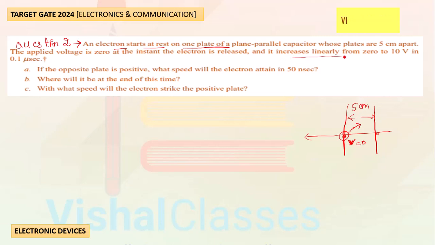It increases linearly from 0 to 10 volt in 0.1 microsecond. If the opposite plate is positive, what speed will the electron attain in 50 nanosecond? The second question is where will it be at the end of this time. The third question is with what speed will the electron strike the positive plate. Three questions are being asked. Okay, let us see.